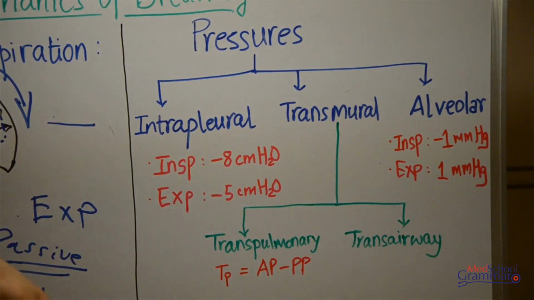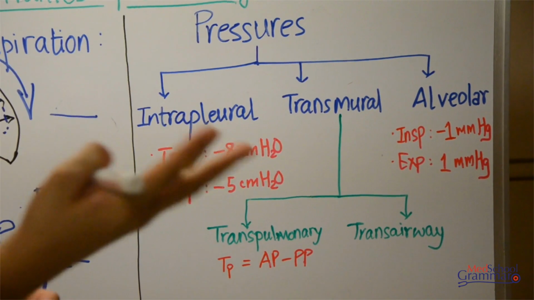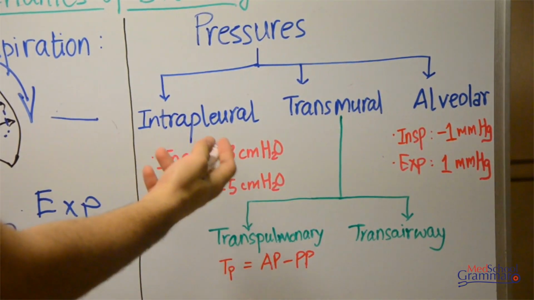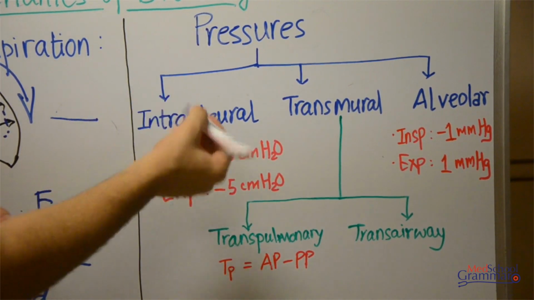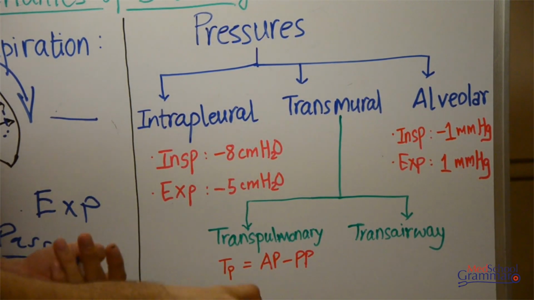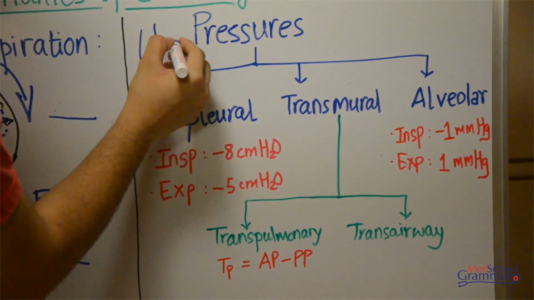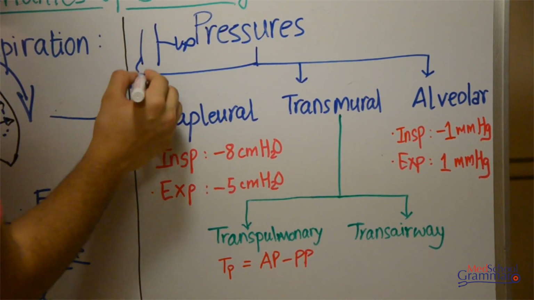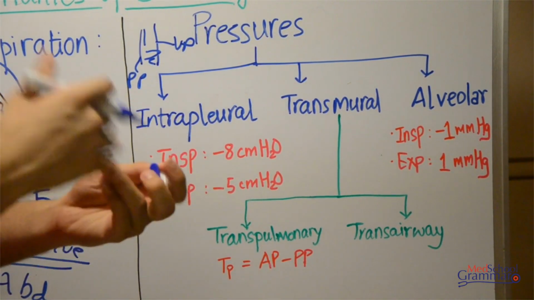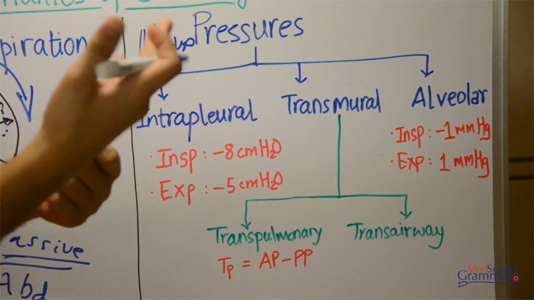Okay, so now moving on to the pressures involved in respiration. The three main pressures involved are intrapleural, transmural and alveolar. As I said earlier, intrapleural pressure is due to the fluid present in the intrapleural space. The intrapleural space is the space between the parietal and visceral pleura. So this is the visceral pleura, this is the parietal pleura. This is the intrapleural space that has the fluid, and this fluid exerts a pressure on the two membranes. This is known as the intrapleural pressure.